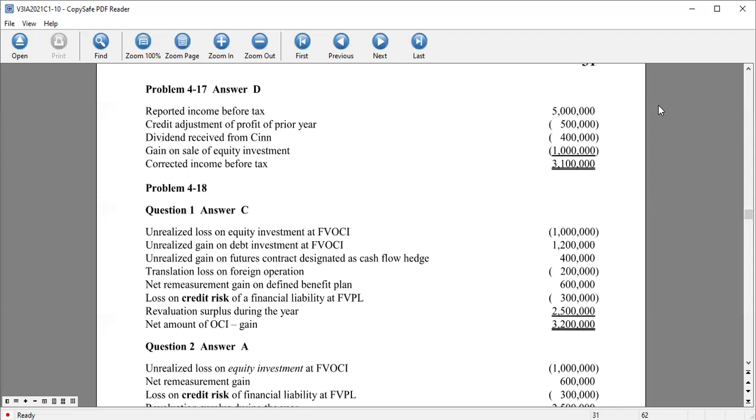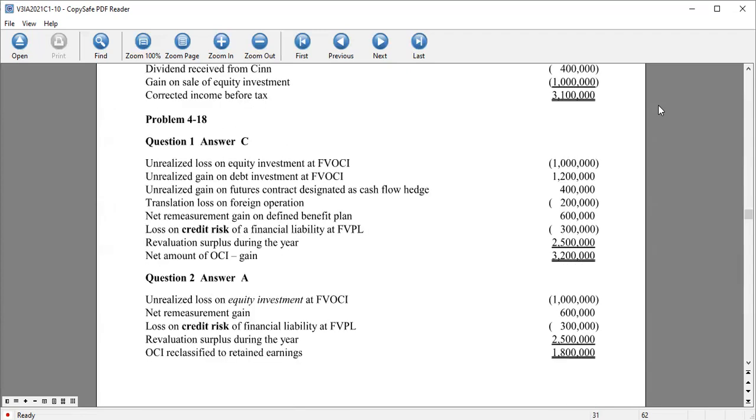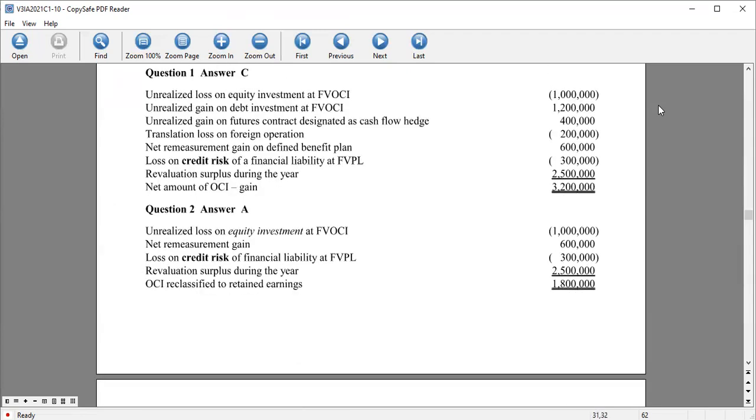Try to review what are included as part of the OCI chargeable to other comprehensive income for the current year, and those that will be treated as OCI chargeable to retained earnings. Okay. So question number 1 is letter C. Number 2, unrealized loss on equity investment, 1 million, net remeasurement gain, loss on credit risk, and we have now your revaluation surplus during the year with the OCI reclassified to retained earnings. The answer is letter A.